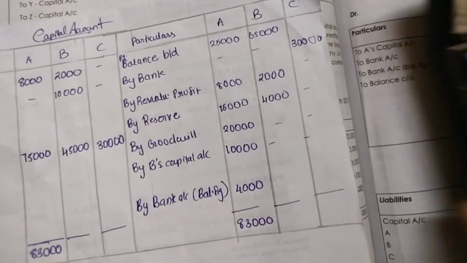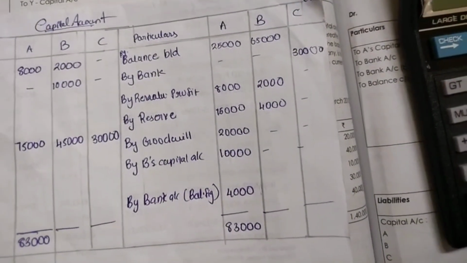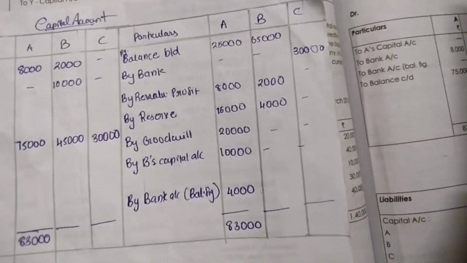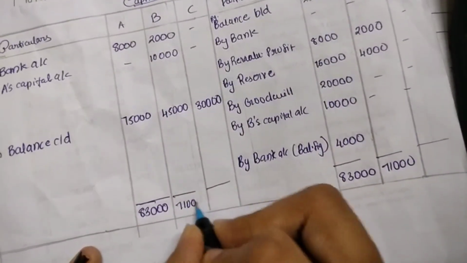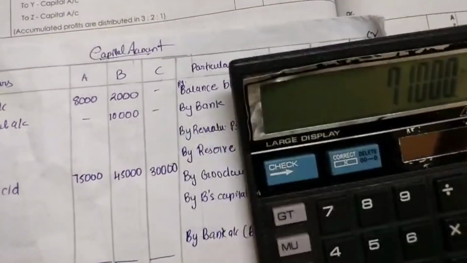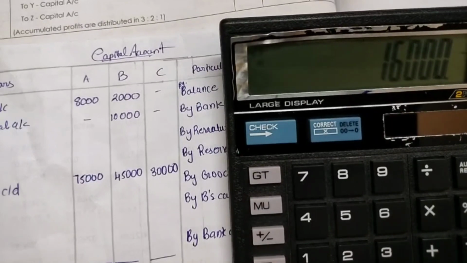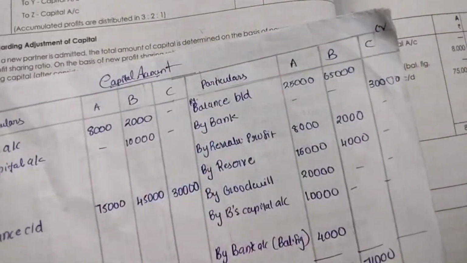Now let's see which case. B's case. Okay, so in B's case, the credit side will be greater. 65,000 plus 22,000 plus 2,000 plus 4,000 will get 71,000, right? 71,000 also will be written here. Then what are we going to do? We are going to subtract this 45,000 minus 10,000 minus 2,000. We'll get 14,000 here. 40,000 is appearing here.